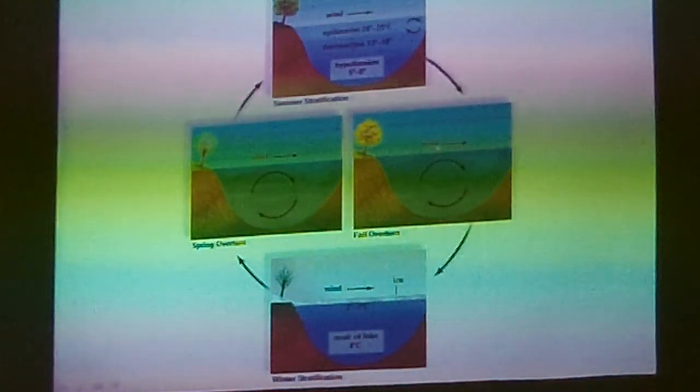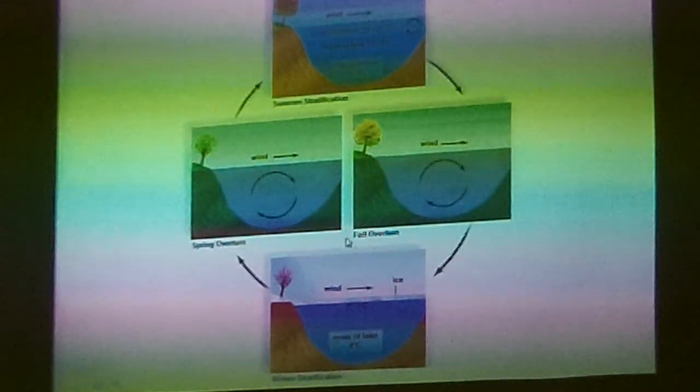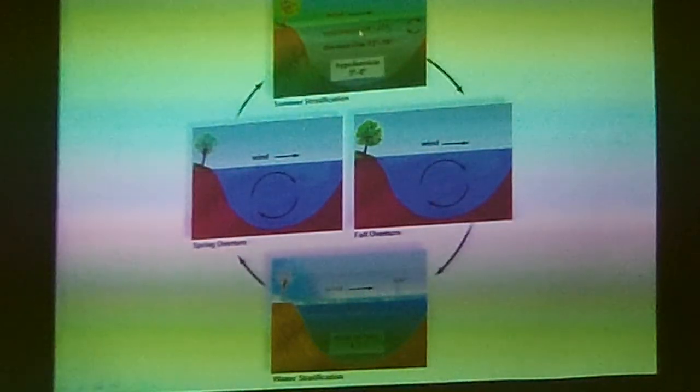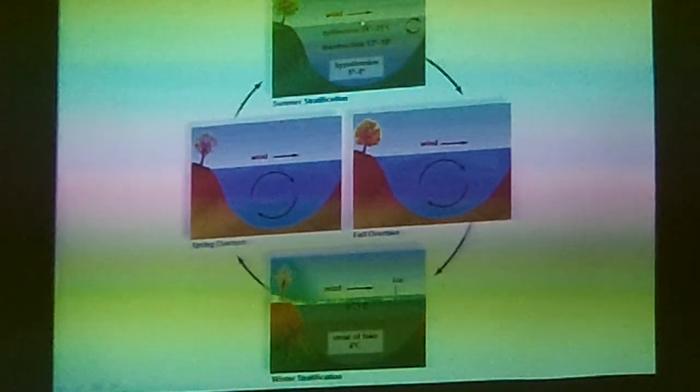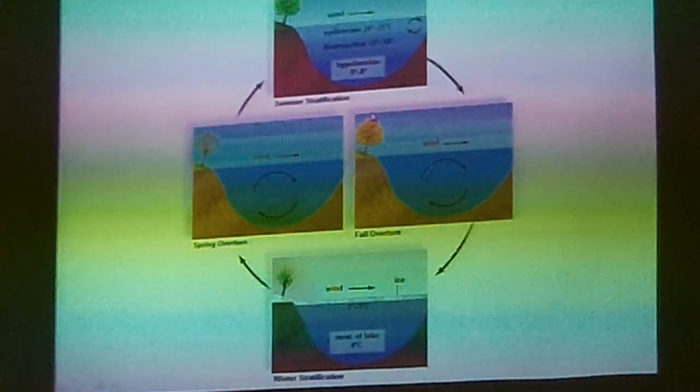And the wind helps do this. It's usually windier in the spring and fall, and the wind will blow and help mix it up. But the cooler temperatures will cool off the water, and it'll fall to the bottom. And you can even get ice form at the top.